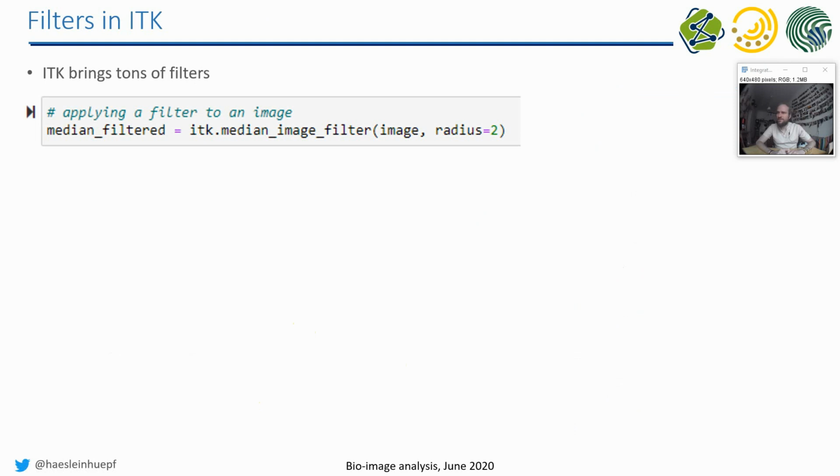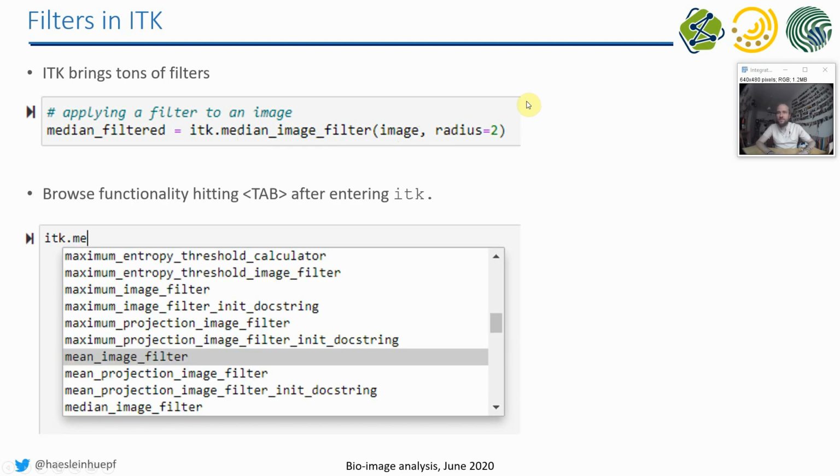Furthermore, ITK brings tons of filters. It's really many. You just call them. It's also very similar to other processing libraries. You just say itk.median image filter. You hand over the image and you hand over the radius, like in ImageJ, for example. So it is as convenient as possible to get a median filtered image out.